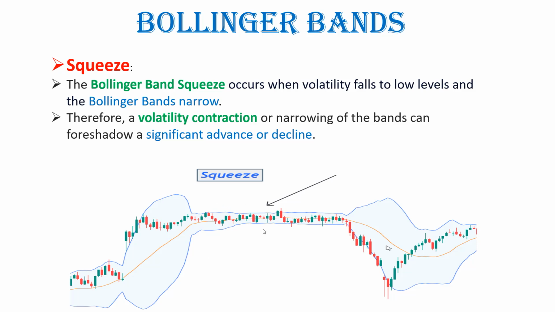So after a long consolidation, if you get a breakdown or breakout, we can enter into the short trade or the long trade. Here we can see that a breakdown happens after the Bollinger Band skew. So this is the place where we can enter into the short trade. Here the Bollinger Band becomes narrow and the price is in between this narrow range.